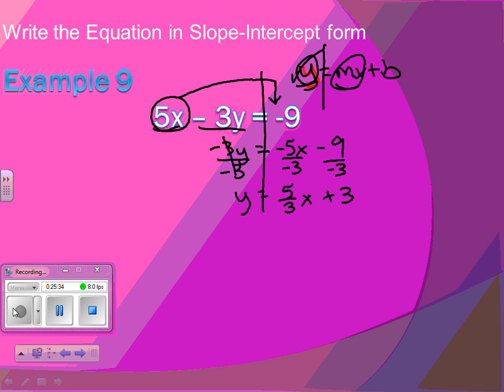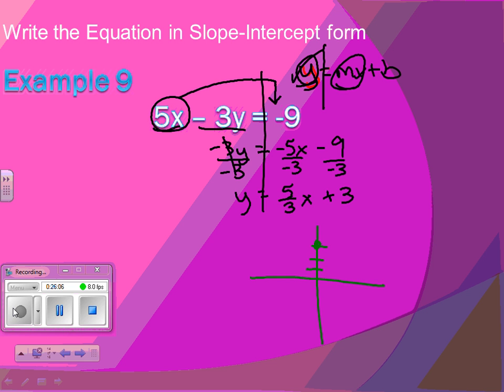Just to review, there are lots of things you could tell me from that. Number one, from that form, you can tell me the slope is 5/3. You could tell me that the y-intercept is 3. You could tell me the picture of it, just as a review from yesterday, if I wanted to graph this, where would I go? Positive 3. Is that up, down, right, or left? Up 3, because this is the y-intercept.